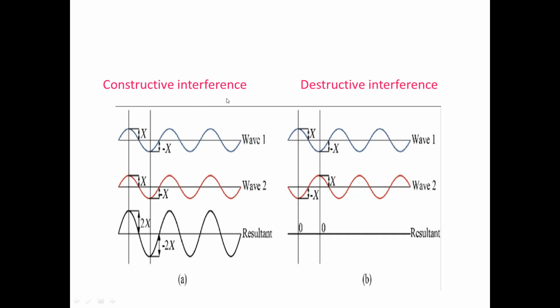So, in the regions of constructive interference, two waves which are in phase superimpose and the resultant amplitude is twice that of the individual waves and the intensity becomes 4 times. In the regions of destructive interference, two waves which are out of phase, that is a crest of one wave, superpose with the trough of the other wave. So, they cancel each other and the resultant displacement is 0 or the intensity is 0.